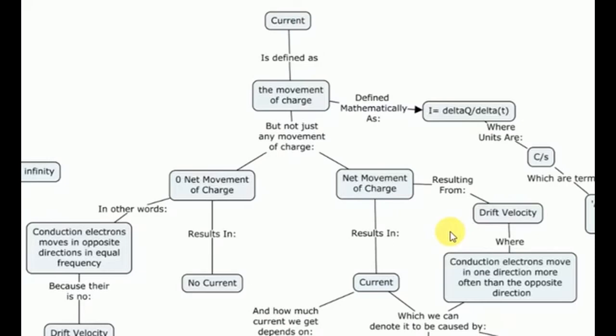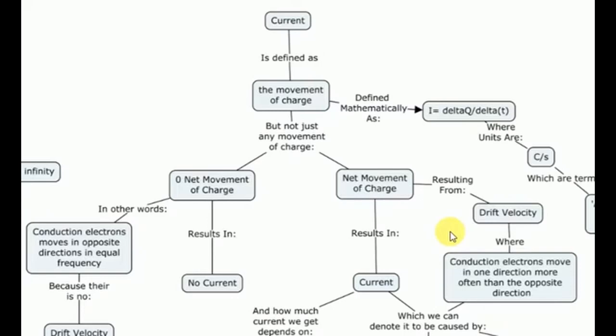velocity. And drift velocity is when conduction electrons are moving in one direction more so than the opposite direction. If there was no drift velocity, then there would be no net movement of charge. If there was no drift velocity, there would be zero net movement of charge, and thus the conduction electrons would move in opposite directions in equal frequency, and thus you'll have no current. You'll have, in other words, no visible movement of charge.